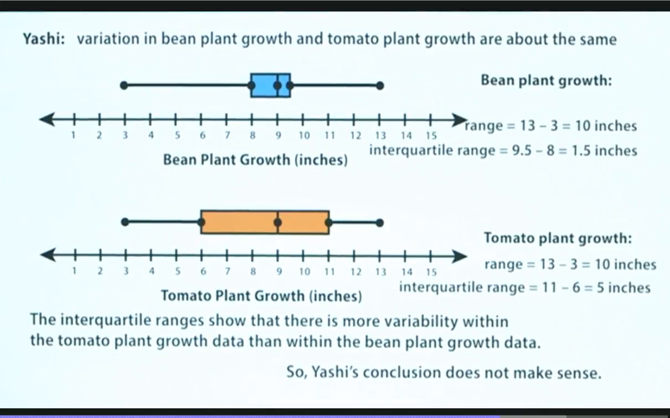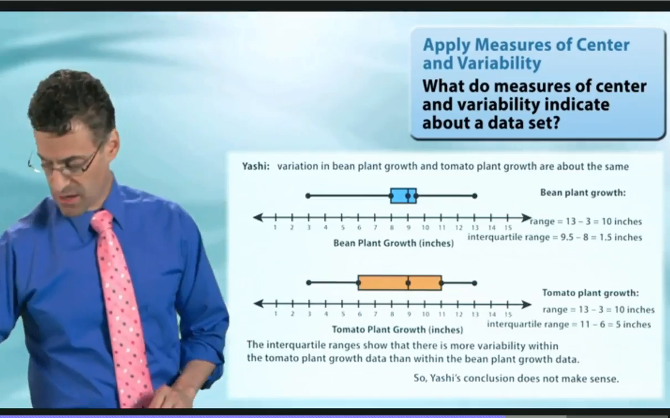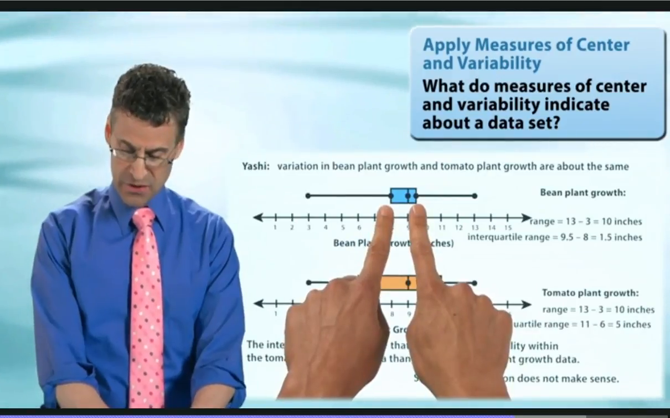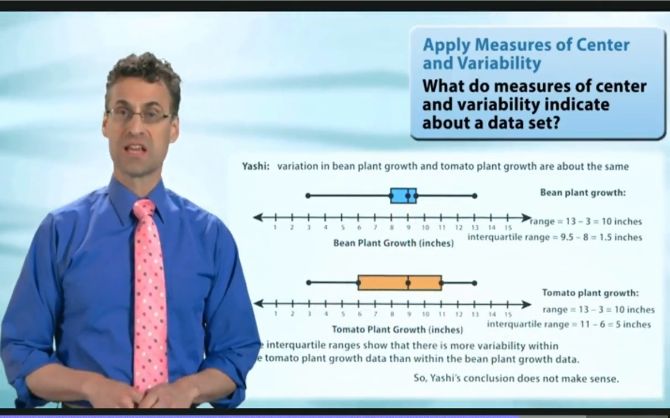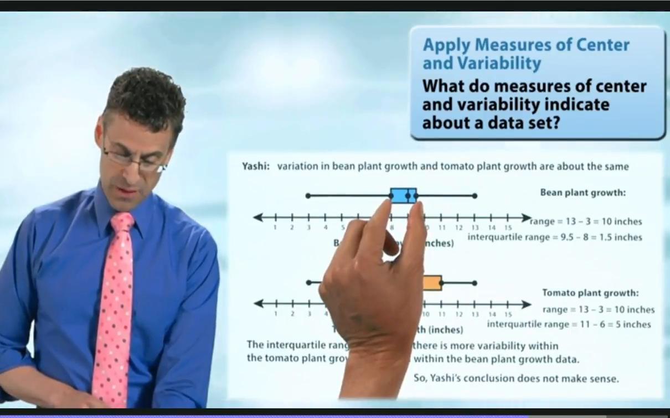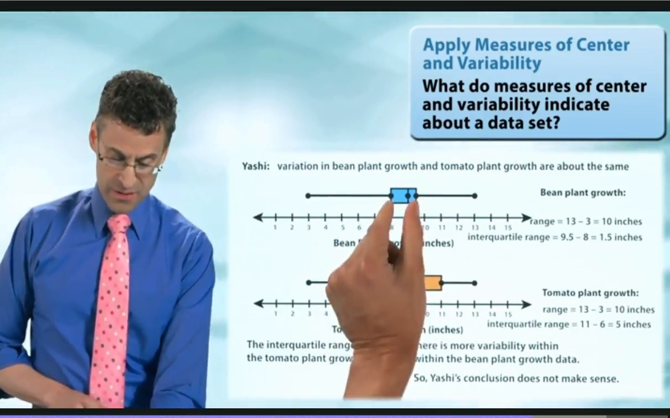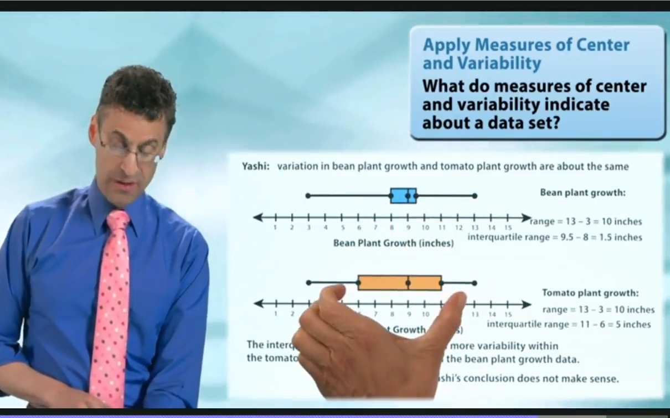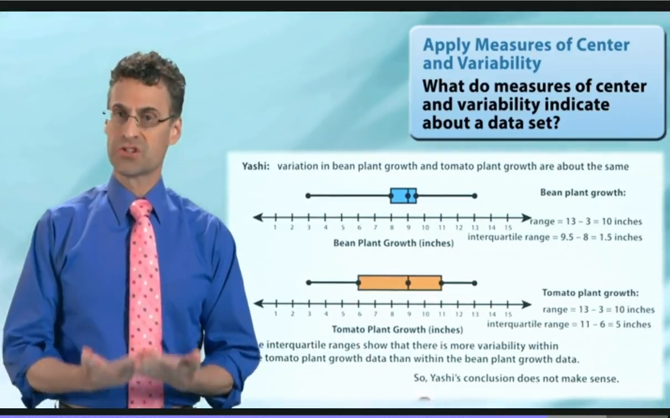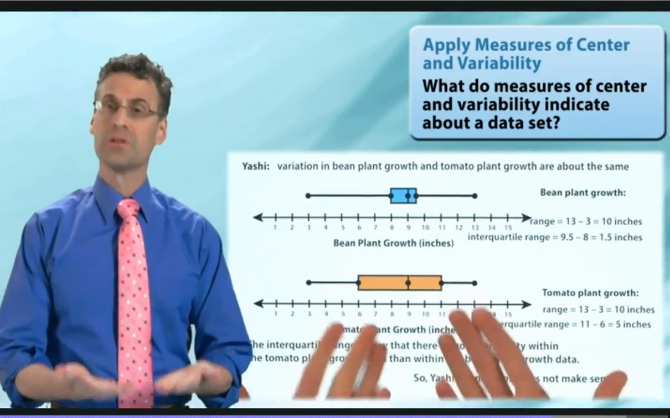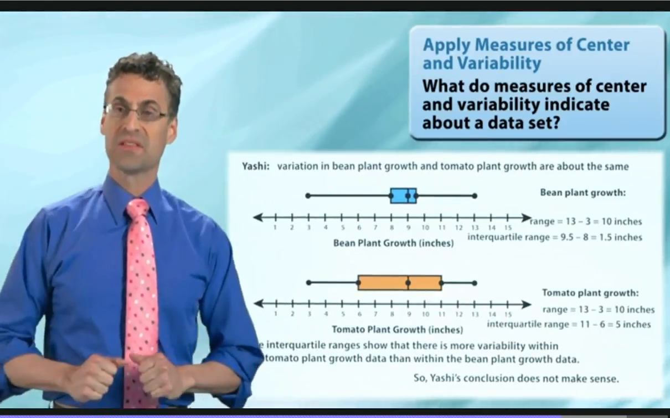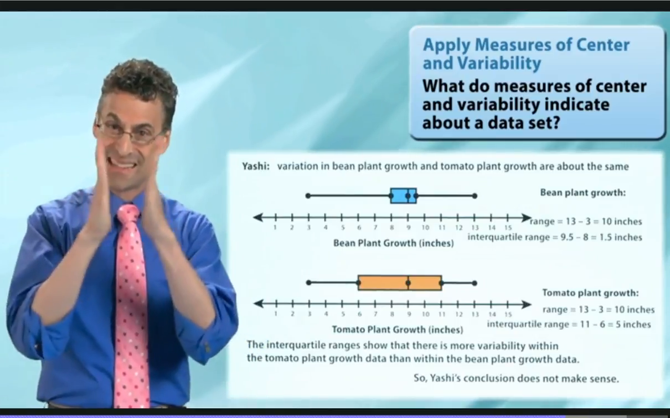And so I think Yashi's conclusion is not perfect. Although I have to admit that the ranges are the same, if you look at the interquartile ranges, we see a substantial difference. This rectangle is more narrow, or tighter together, than this one, and so here there's more variability in the data. So that's a great way of seeing data in a richer way by taking a look at the variability.